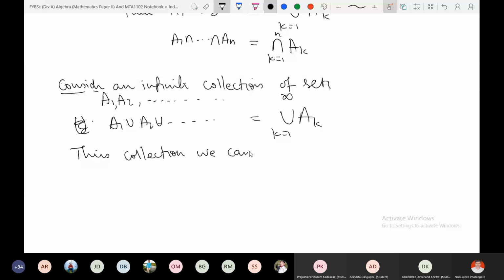This collection we can write as Ak, k belongs to N. So what is the meaning of this? This is a set of sets. So a set of sets means what? It is a collection of sets. And what is this collection? Ak, k belongs to N. That means this collection includes set A1, because k runs over the natural numbers. So A1 is there, A2 is there, A3. So this is a set of all these sets.